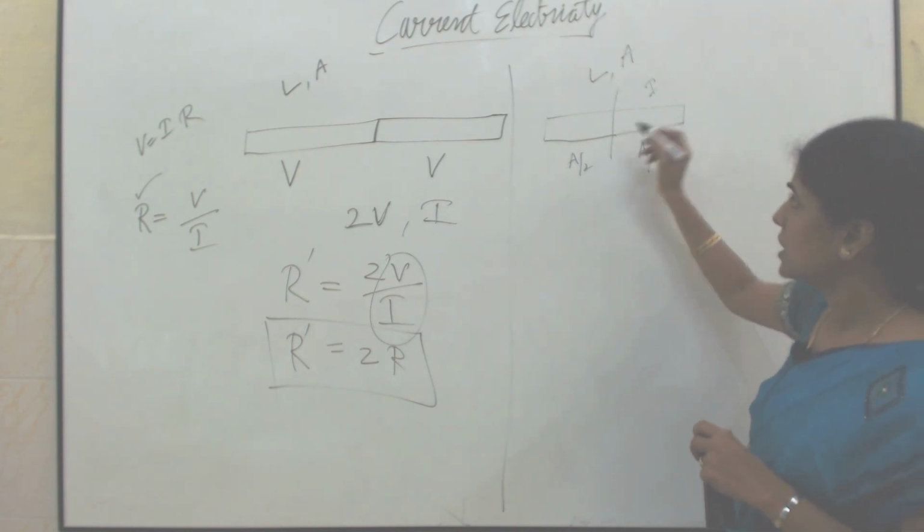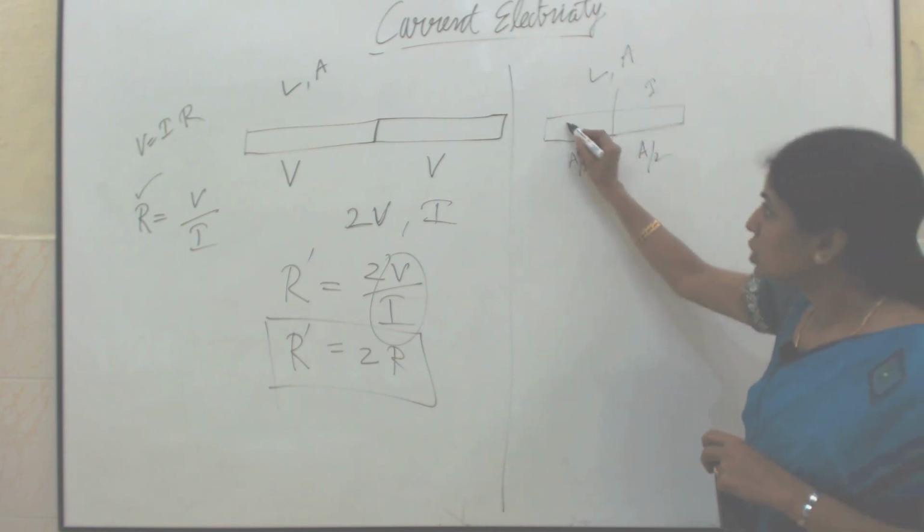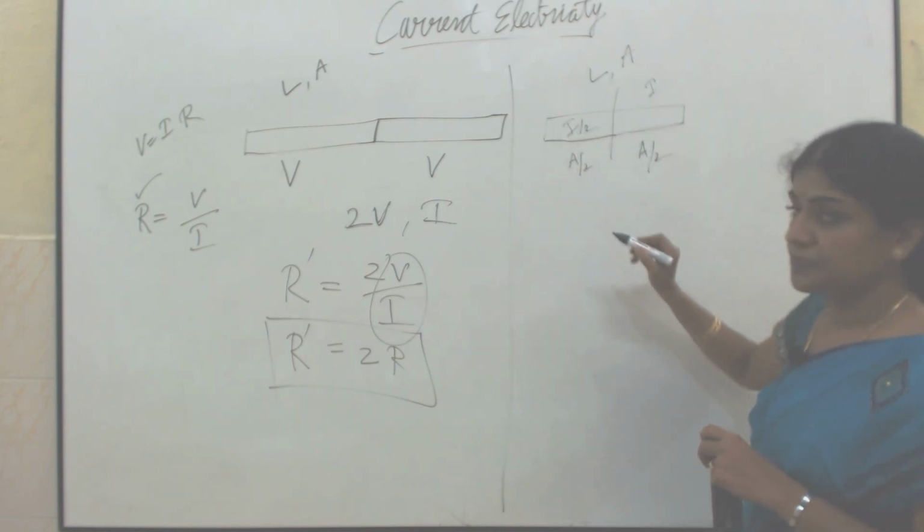What happens to this? The total current flowing in this slab is I. So here it will be I by 2.